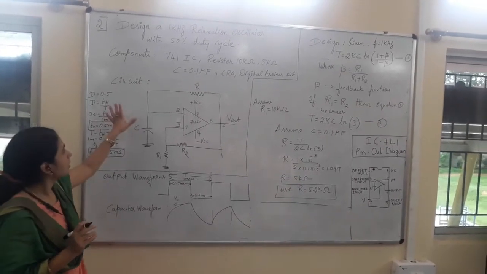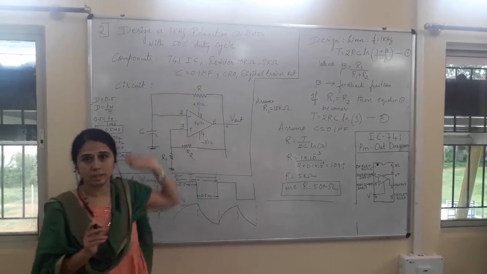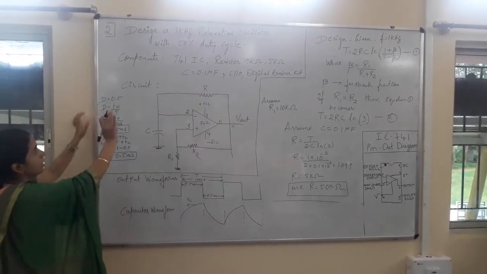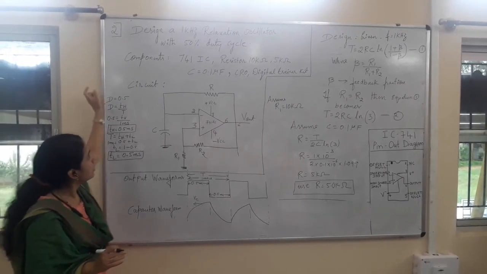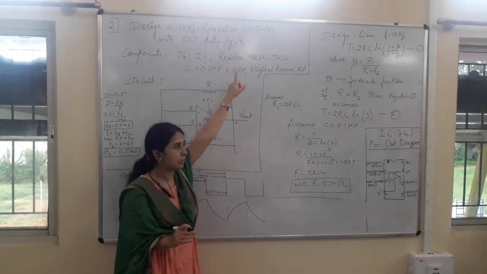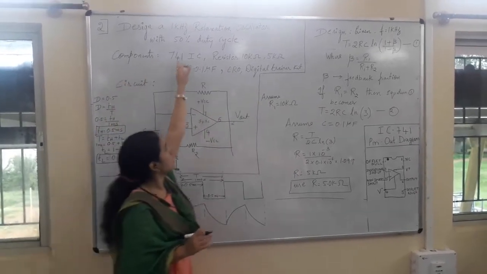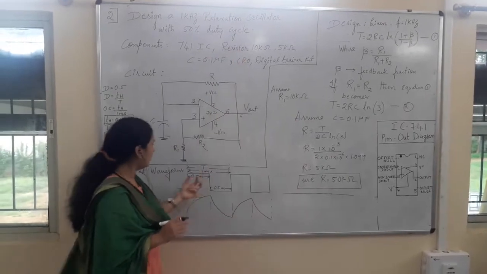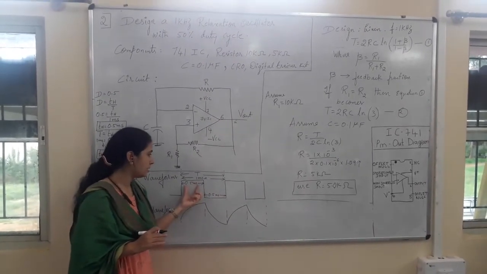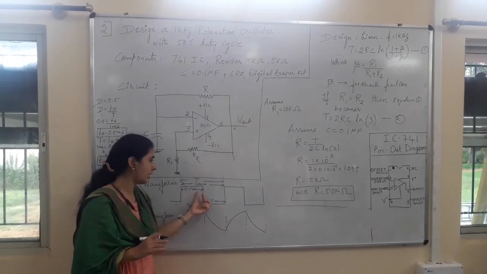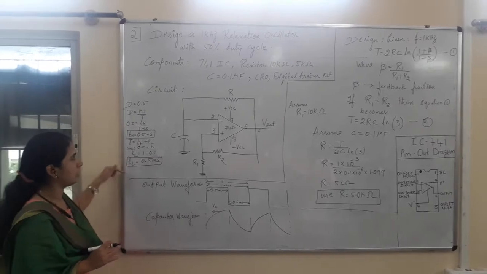Today I will be explaining the second experiment of the AD lab, that is a relaxation oscillator. The title of the experiment is: Design a 1 kHz relaxation oscillator with 50% duty cycle. As we have discussed in the previous lab, 50% duty cycle indicates TH and TL should both be of the same size. That is, TH is 0.5 millisecond and TL also should be 0.5 millisecond. This has been derived here.